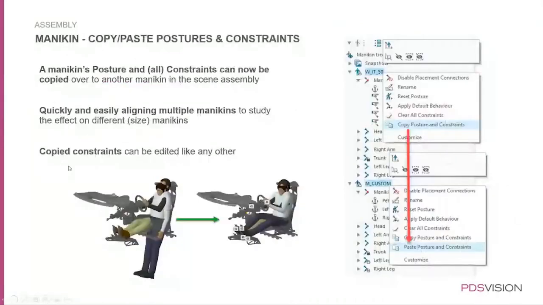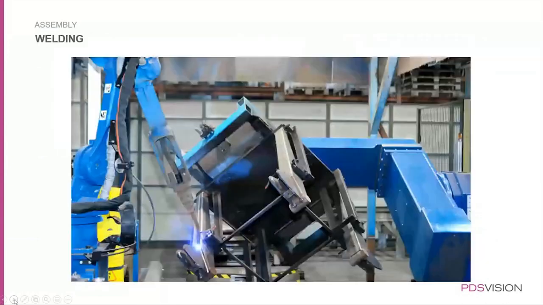Then with mannequins, we have new features with copy posture and constraints, which simply means that if you happen to have, let's say, a small person in the vehicle and then you're putting a very large one in, it has been quite a tedious job to drag each limb to the correct position. What you can now do is copy the posture and constraints and then just paste it to a second fellow, so it sits exactly the same as the first one. Of course, it's a different size, but that's the way you want it to be anyway. So you have faster manipulation of the mannequins.